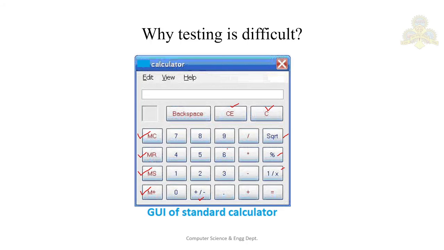So just for one small GUI like this, if you have to give all possible combinations of inputs and then test, then you need infinite time and also energy to do this kind of testing, right? And this is nothing but your exhaustive testing. You get exhausted, right? And if you go on testing like this, which is practically impossible, right?